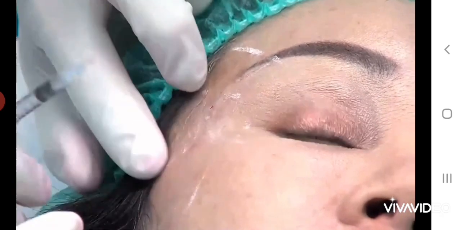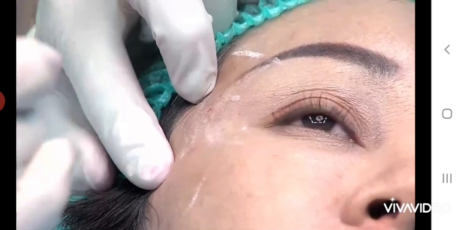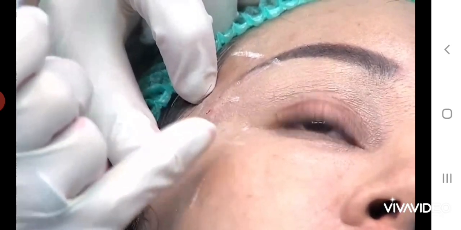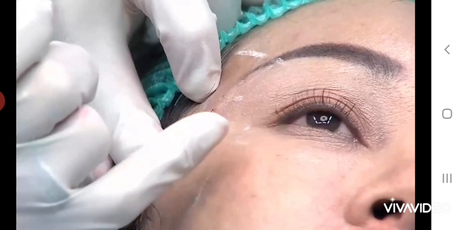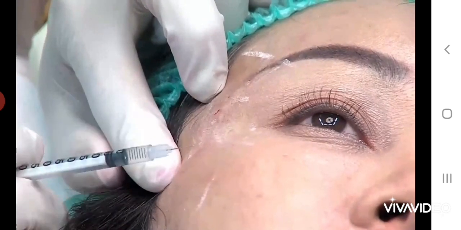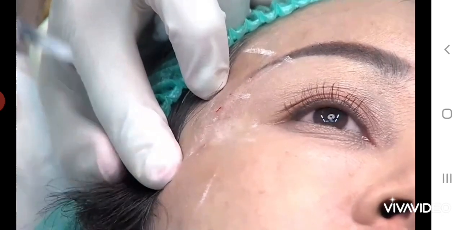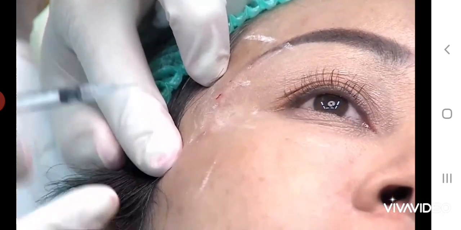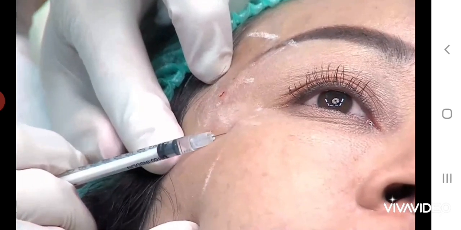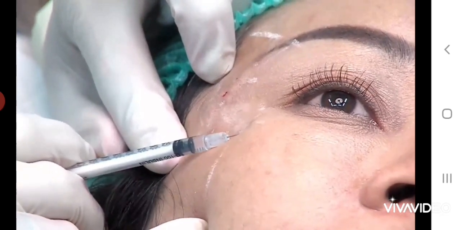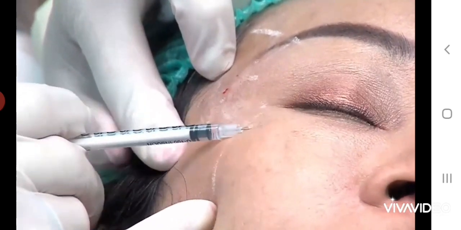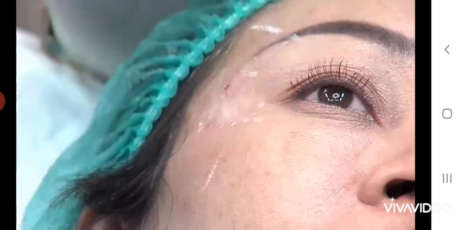Okay, and I have 4 units here for the lower part because the lower contraction is too much. So I inject here. You see, superficial and pinpoint here, not perpendicular, and we divide it into very small doses so that it won't diffuse to the other area. Look like this, you know.